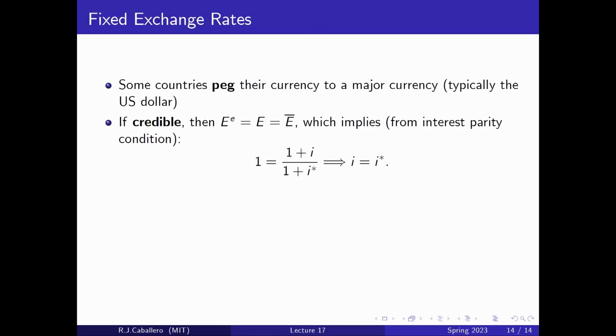Why? What would happen in a credible peg, in a credible fixed exchange rate, if the domestic interest rate is higher than the interest rate of the country you're pegging to? What would happen? Suppose that I'm in a fixed exchange rate and we have the same interest rate, and now I unilaterally decide to raise interest rates. What do you think would happen with capital flows? What would you do to your portfolio?